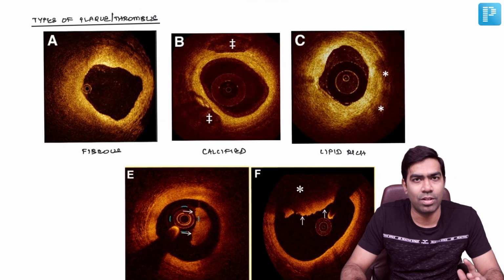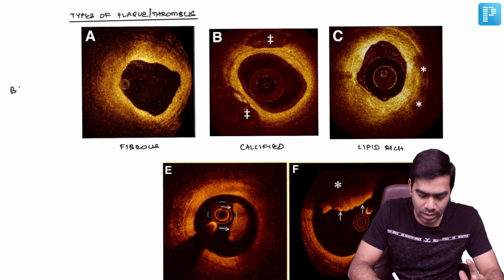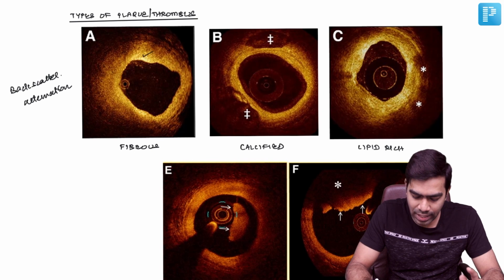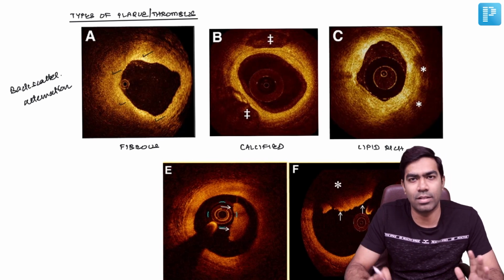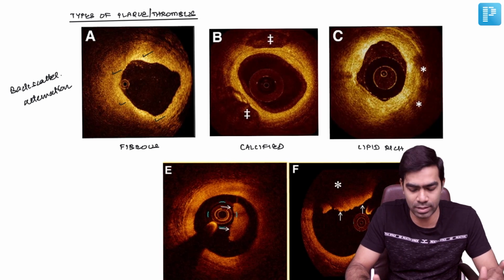The type of plaque and the thrombus. For that matter, you're going to see two things. One is called backscatter and another one is called attenuation. Backscatter means how the light beams are scattered, in a haphazard way, and it's going to produce bright scatters. So that's what we call backscatter.